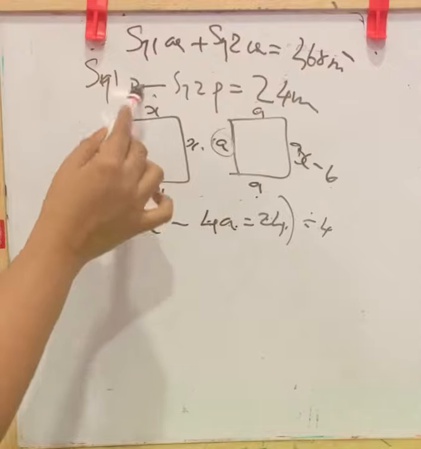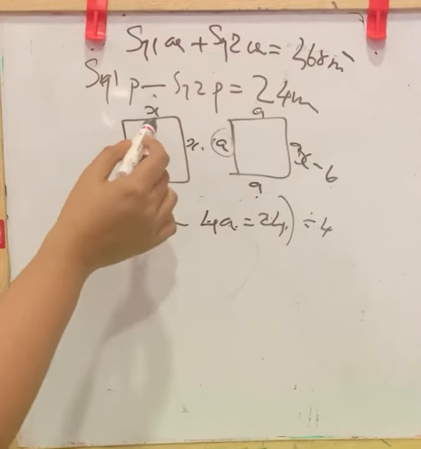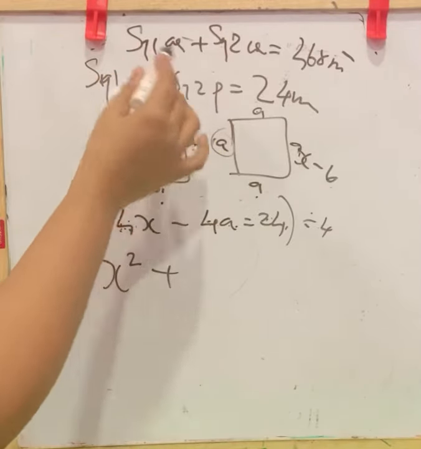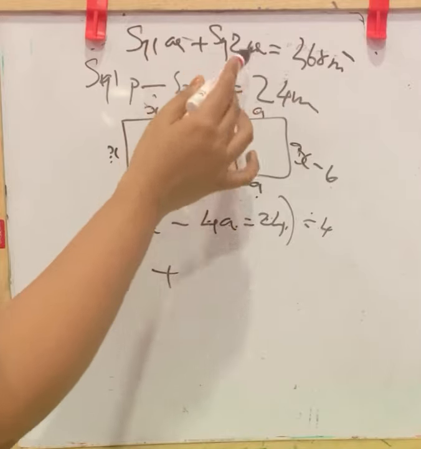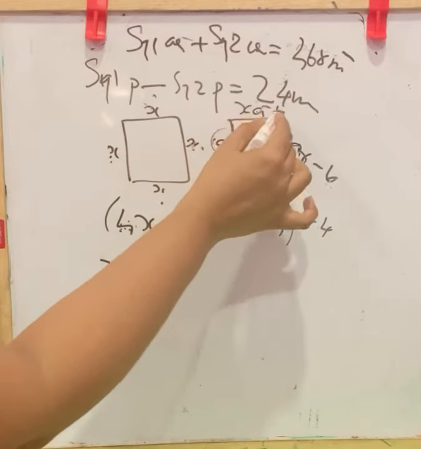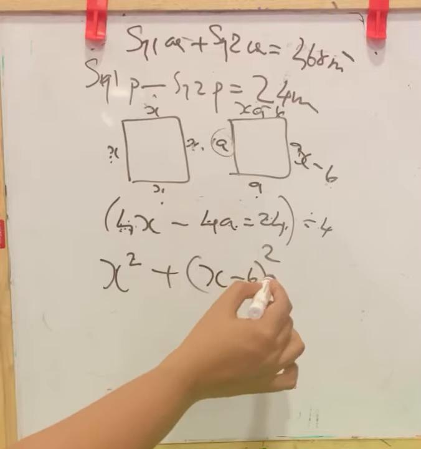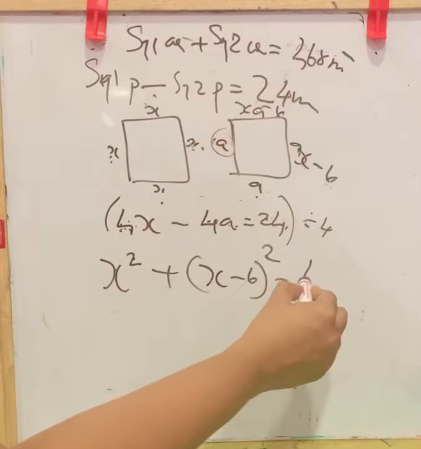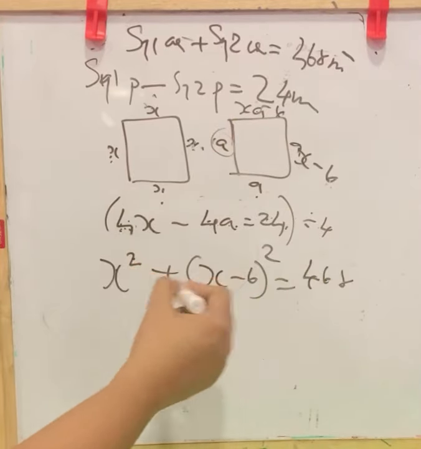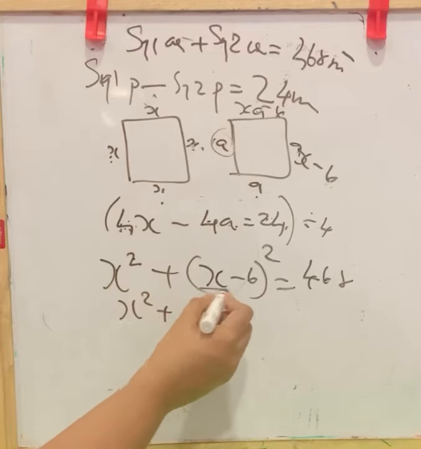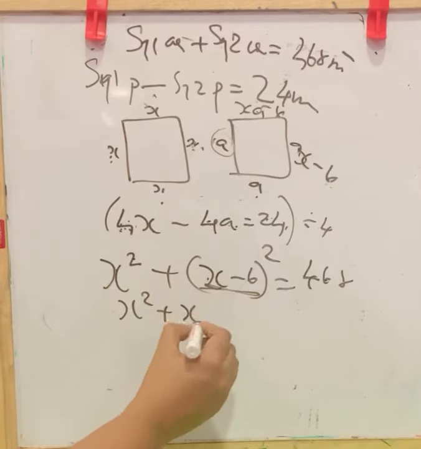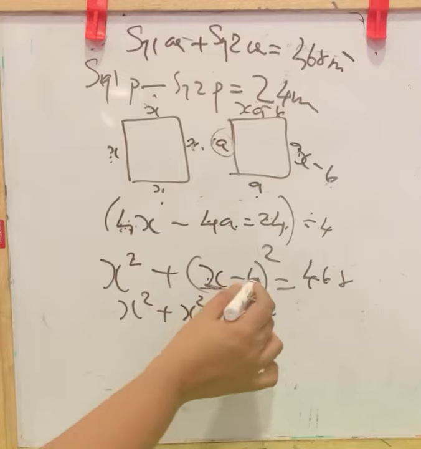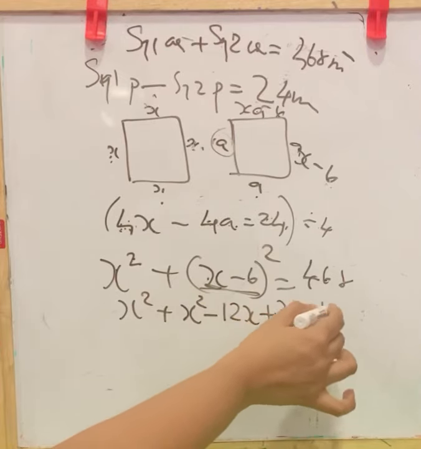We have the sum of the areas of the squares as 468, and area is side into side. X into x is x square, that is the area of the first square, plus the area of the second square, x minus 6 into x minus 6, that is x minus 6 whole square, equal to 468. We will expand this. This is x square plus, expanding x minus y whole square, x square minus 2 into x into 6, that is 12x, plus 6 square is 36, equal to 468.